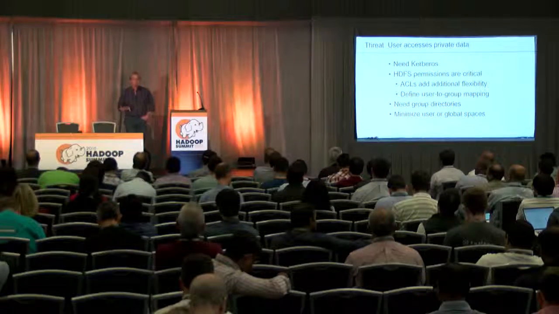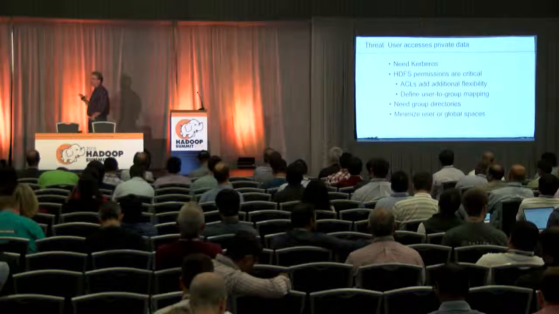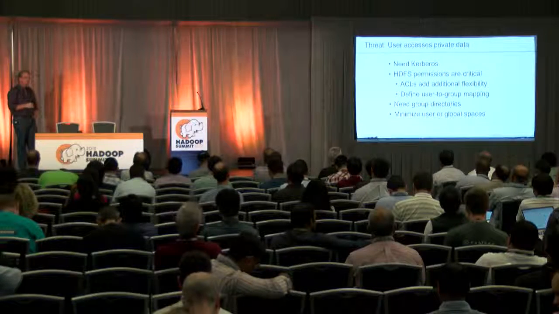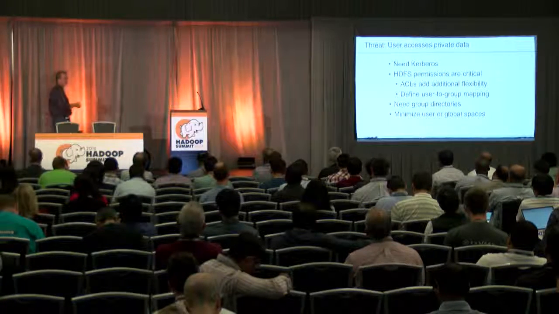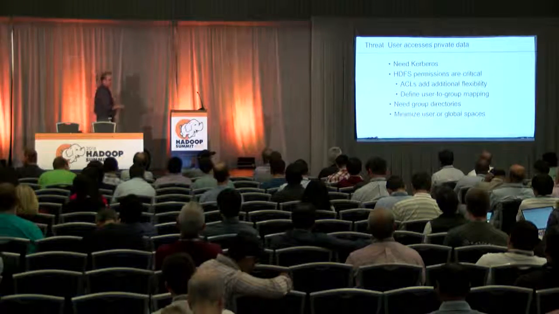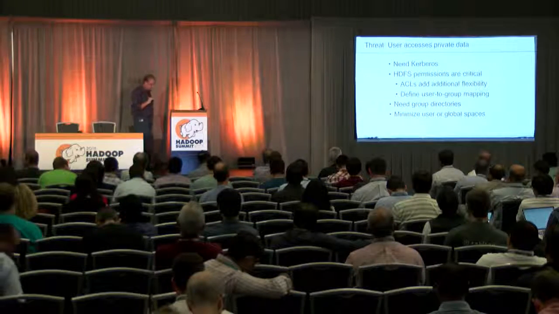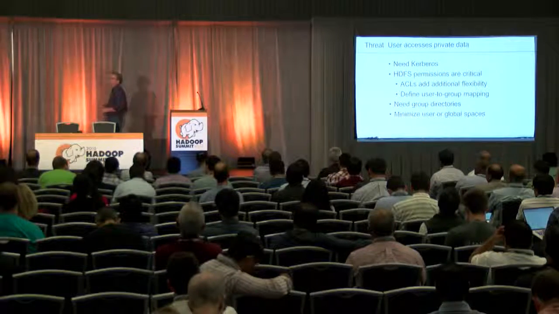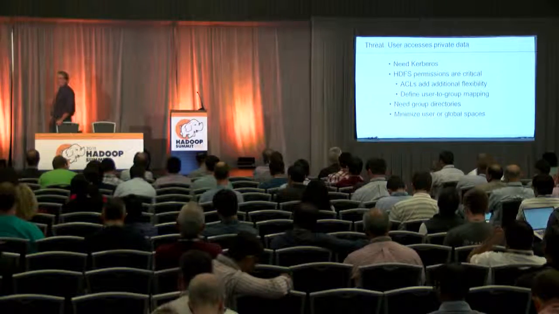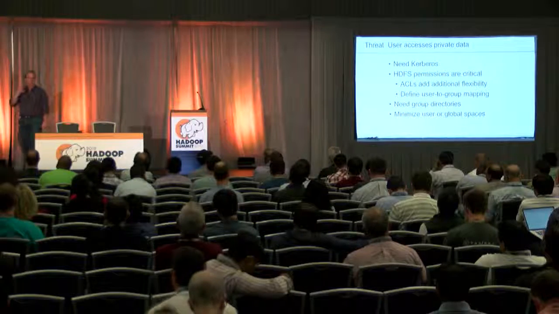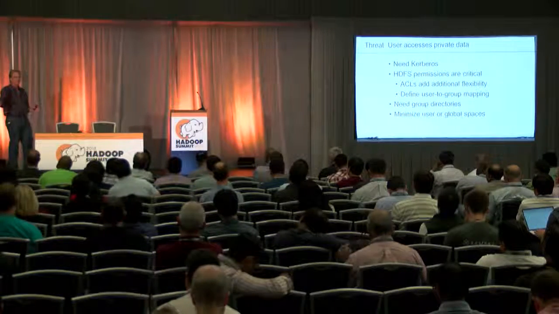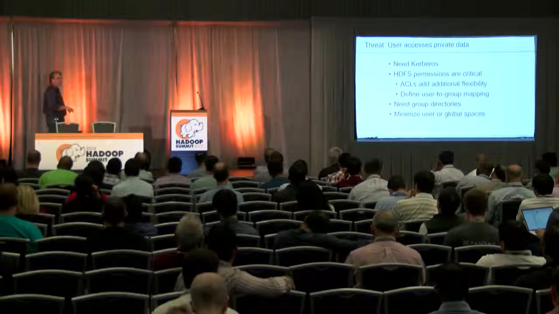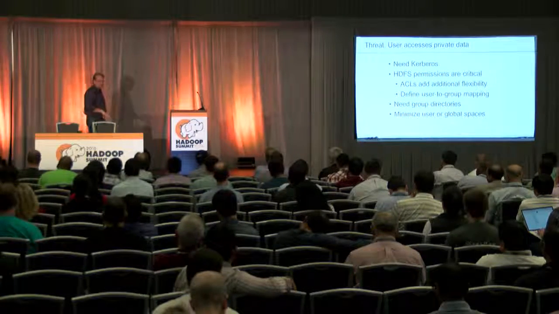So HDFS permissions are, of course, the biggest value here. And recently we added ACLs. So ACLs let you get more fine-grained control over who has access to a particular directory or subdirectory tree. So one of the pieces I recommend is that you make a directory for each group and put all the stuff underneath that for the group, because that lets you set the permissions at that top level and lock it down there.